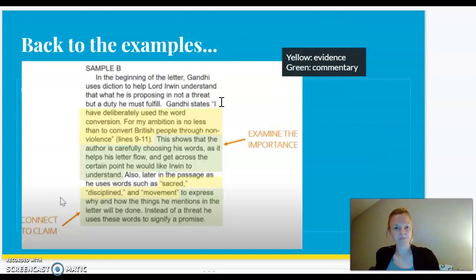Okay, so we talked about sample B earlier. Here it is again. I'm not going to walk through and read every single thing, but you can see that I have labeled that after that first quote, they examined the importance, and then they did come back and connect to the claim in the second one. That is great, but once again, I think they could have gone into more detail in each of those sections. So just stop and pause it and evaluate it as you need to.